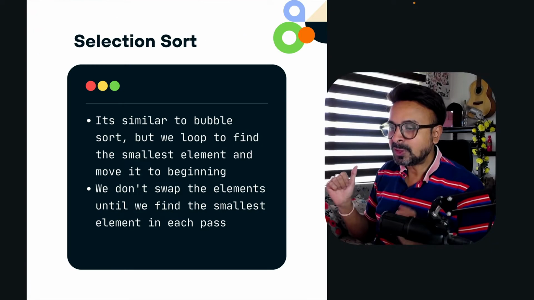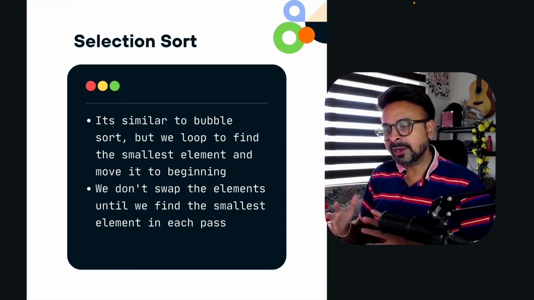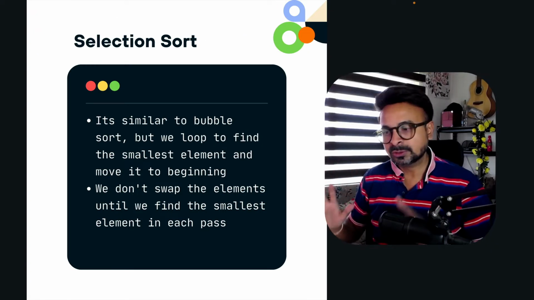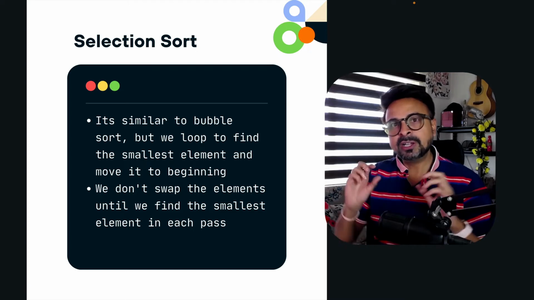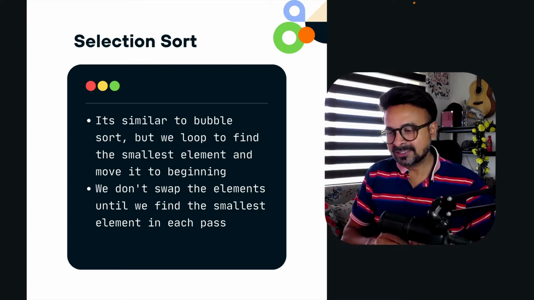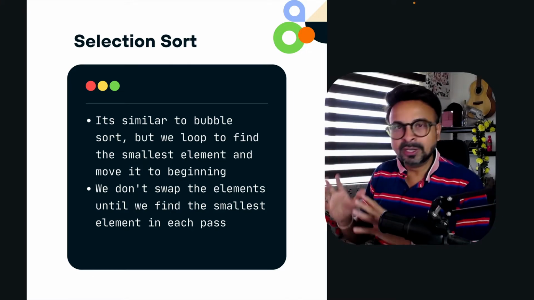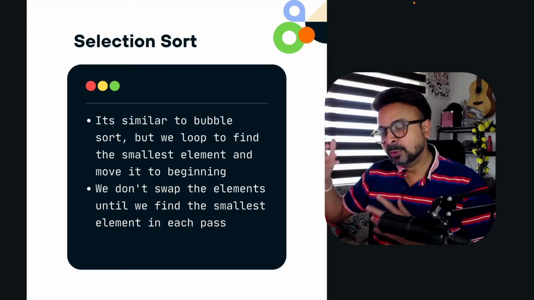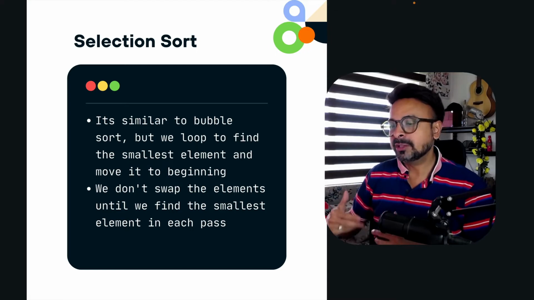So what is selection sort? Selection sort is similar to bubble sort. In bubble sort, we take the largest element and we bubble it up to the end of the array. We do the exact opposite of that in case of selection sort.